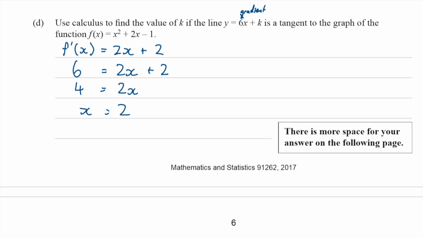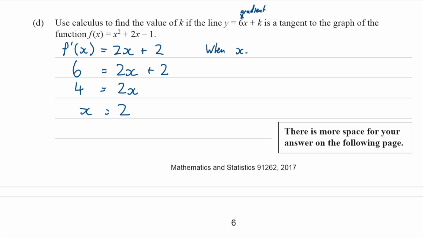So again, what this means, back to our sketch, is when x equals 2, the gradient of our function is 6. So that's where we need to position our tangent line at that point. However, we just worked out the x value. So now we need to work out the y value. So let's do that now.